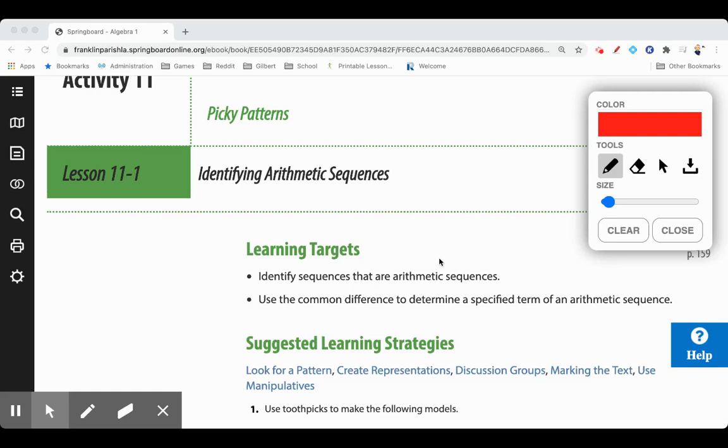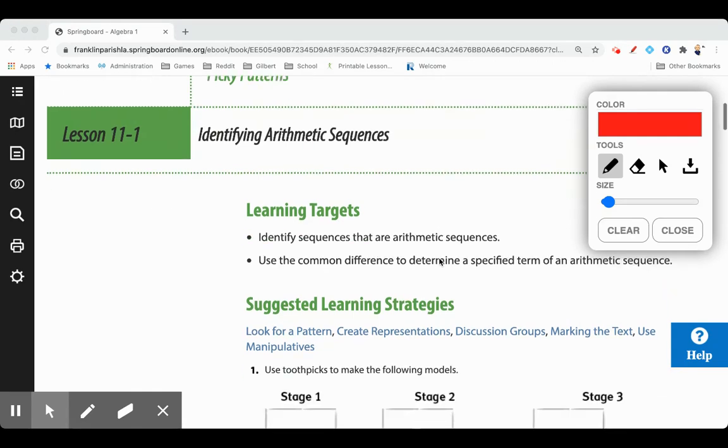Today we're looking at identifying arithmetic sequences. We're going to hopefully be able to identify sequences that are arithmetic sequences and use the common difference to determine the specified term of an arithmetic sequence. For example, being able to say, what's the 20th term in this sequence going to be? Well, hopefully by finding the common difference, we can extrapolate what it is.